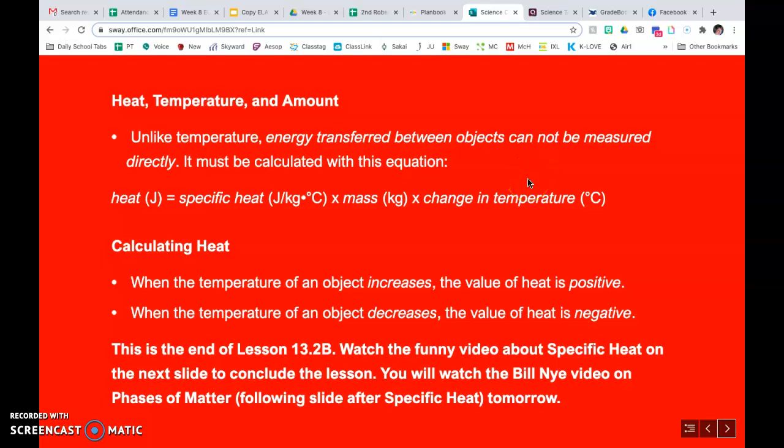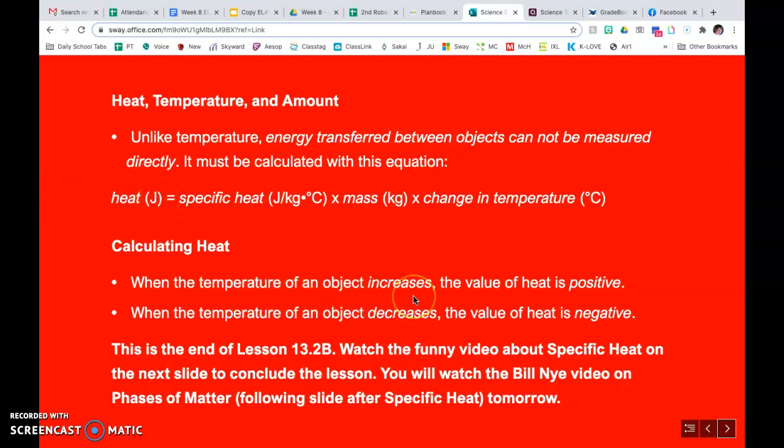So unlike temperature, energy transferred between objects cannot be measured directly. So with temperature, we use a thermometer. With this energy transfer, we're going to use this equation. This is how you calculate heat. Heat, which is measured in joules, equals the specific heat times the mass times the change in temperature. So you multiply these three numbers together to get your heat.